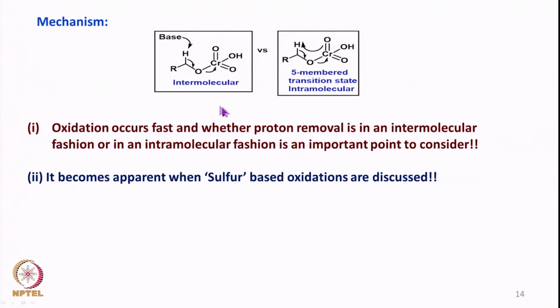It is difficult in this particular case to assess whether it is intermolecular or intramolecular, because oxidation occurs fast and therefore it is not easy to find out whether the reaction is proceeding in this particular fashion or in this particular fashion. But it becomes apparent when we do various kinds of sulfur based oxidations, which we will discuss in the next class. So, we will stop here today and then start sulfur based oxidations in the next class.